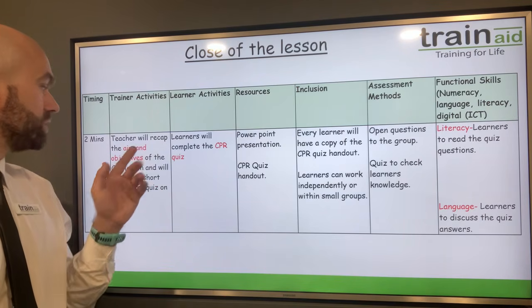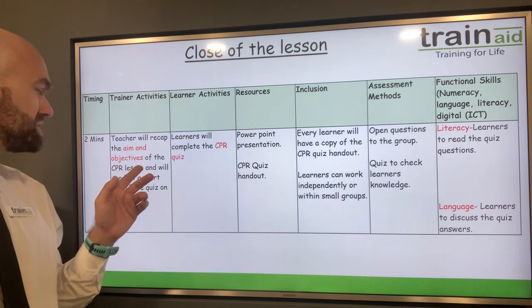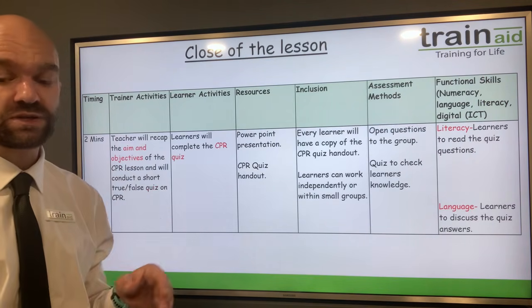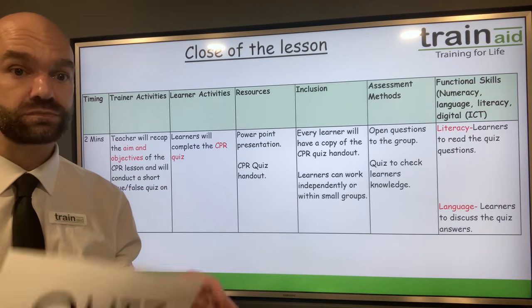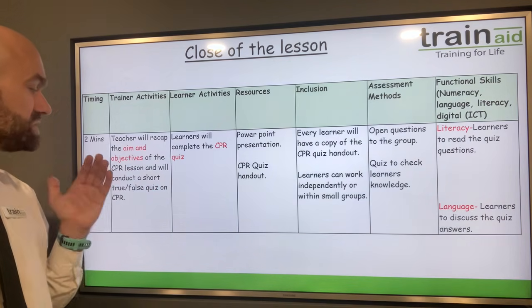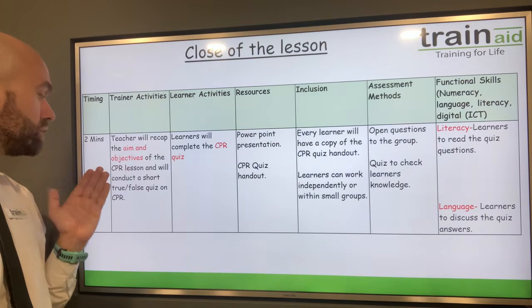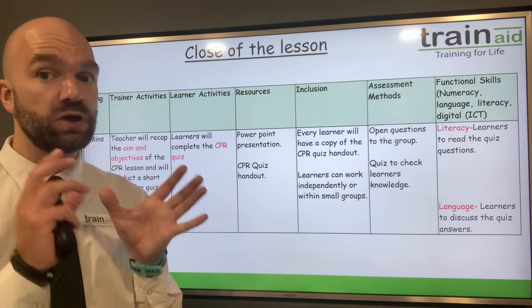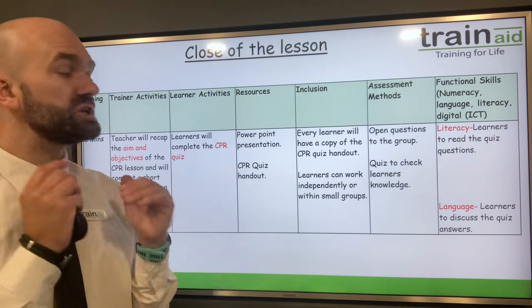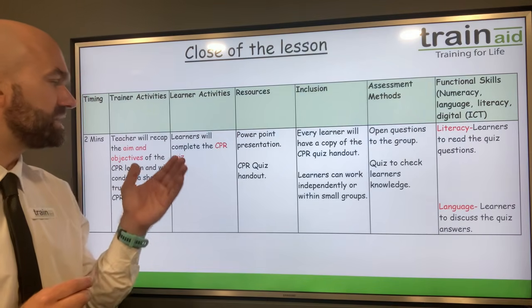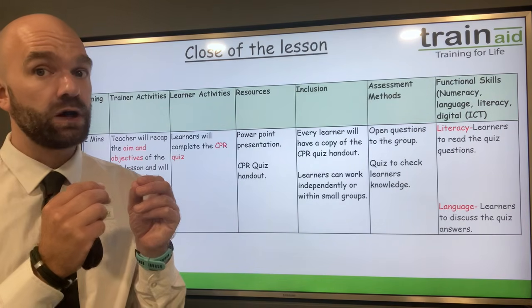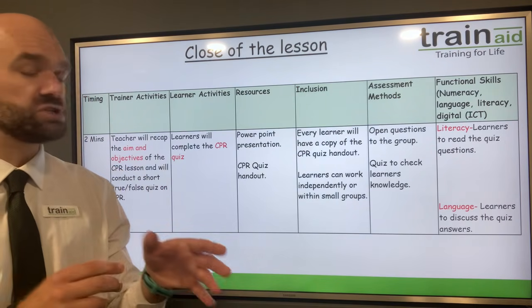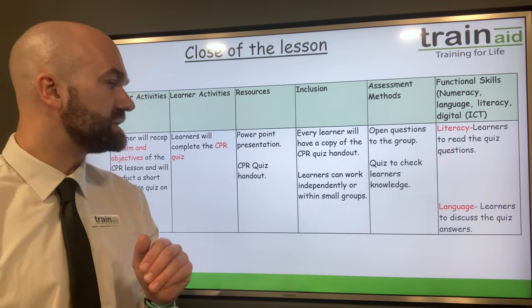So the teacher will recap the aim and objectives of the lesson, and I will have a very short CPR quiz. I'm going to be using a quiz where I'm going to create a quick true and false quiz on CPR. So once again, I'm going to have a 2-minute quiz, just checking that my learners understand how to perform CPR correctly. So after their practical task, we're going to have a theory test, which is a bit of fun, just looking at CPR.